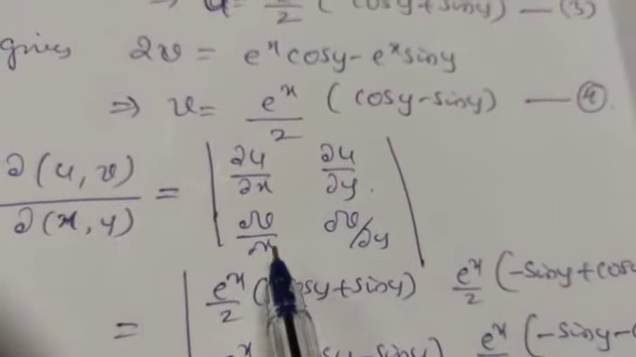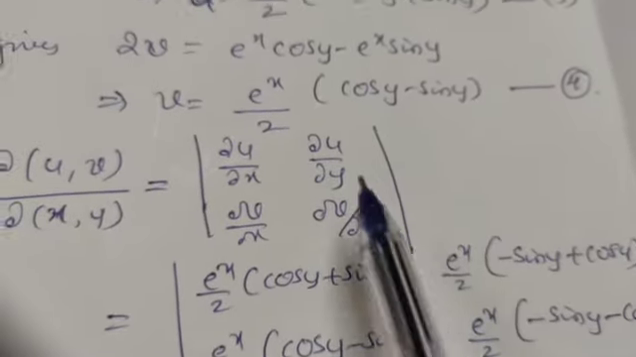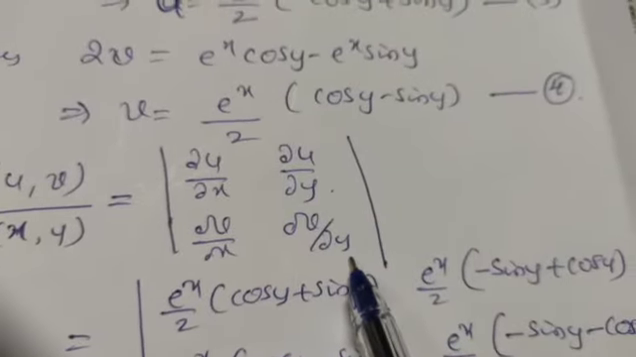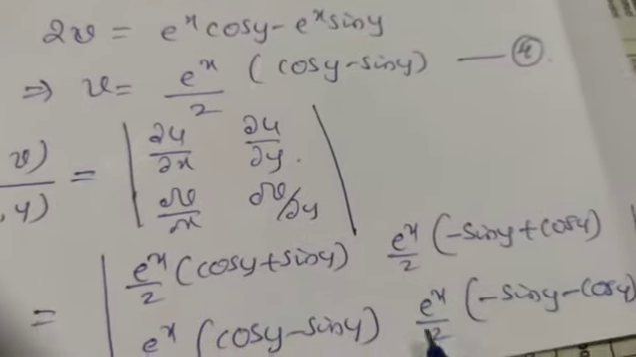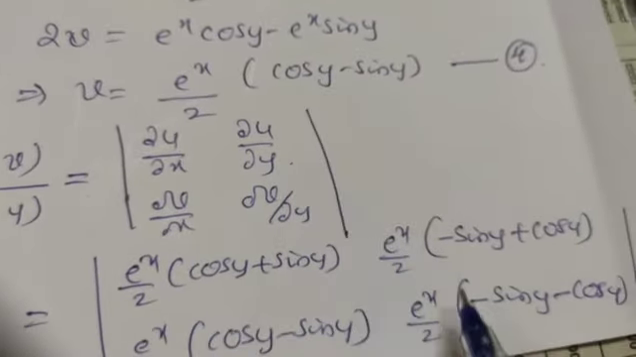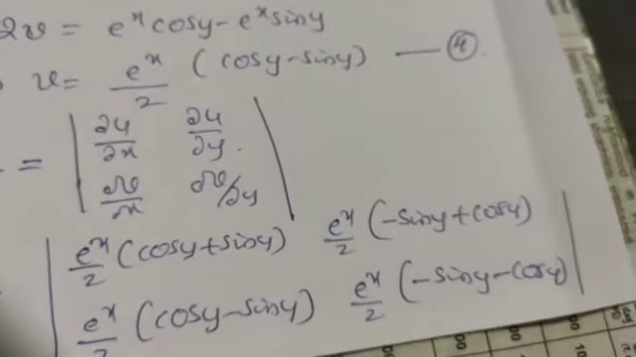And dou v by dou x, here also cos y minus sin y is constant, keep it as it is, the derivative of e raised to x by 2 is e raised to x by 2. And dou v by dou y, here e raised to x by 2 is constant, keep it as it is, and the derivative of cos y is minus sin y, minus the derivative of sin y is again cos y.